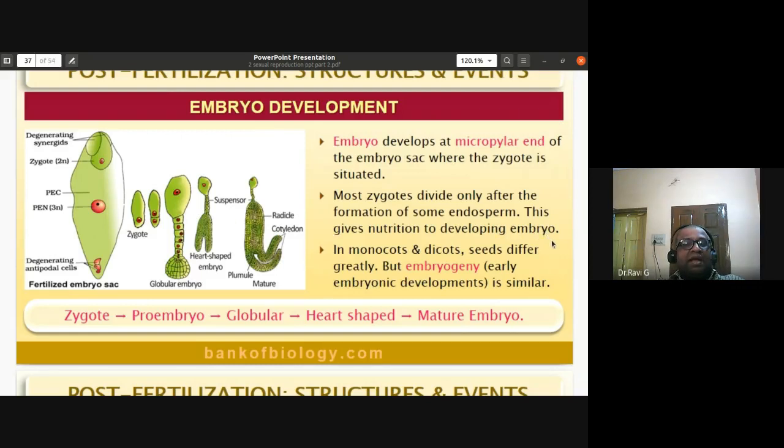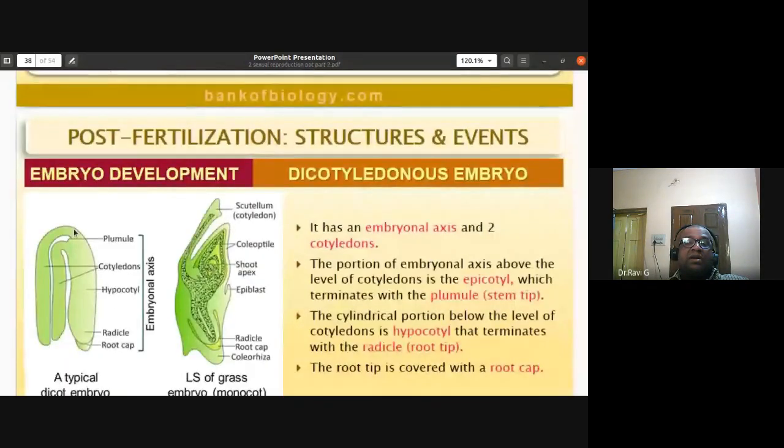In monocots and dicots, seeds differ greatly, but embryogeny, embryonic development, is the same for monocots as well as dicots. So there are stages of it. The zygote develops to form the proembryo, that is this large cell and a smaller cell. Then the globular embryo, then they form the heart-shaped embryo, then the mature embryo. So the various stages in the development of the embryo are zygote, proembryo, globular embryo, heart-shaped embryo, and mature embryo.